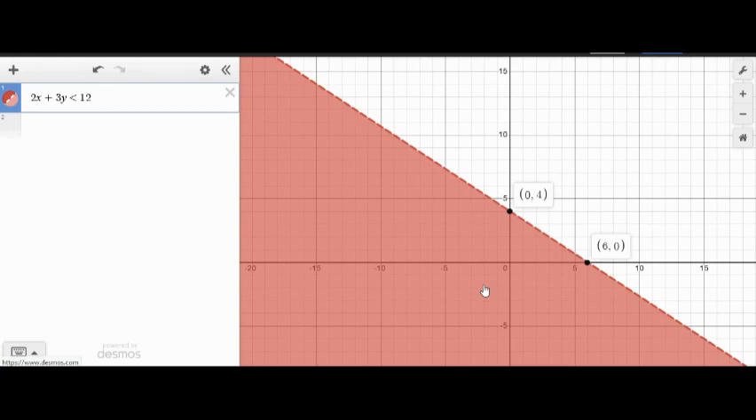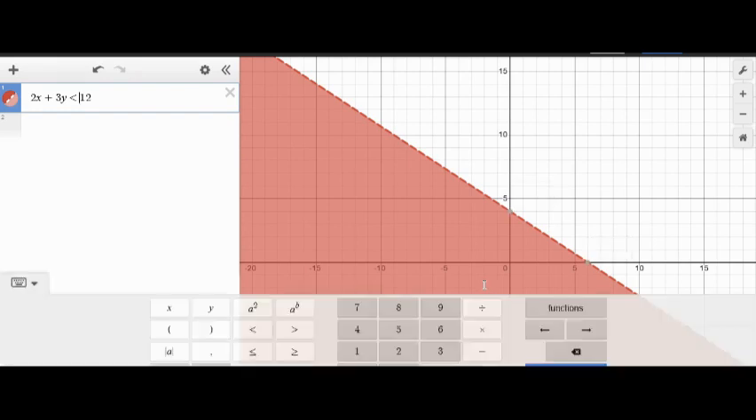I encourage you to use it. However, you cannot use it on tests or exams. So you can see that with the less than symbol, you see a dashed line. I've put in the y-intercept and the x-intercept at 0, 4 and 6, 0. And then it's shaded underneath here for us. We can see that.